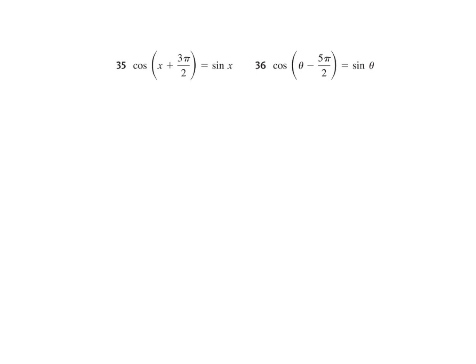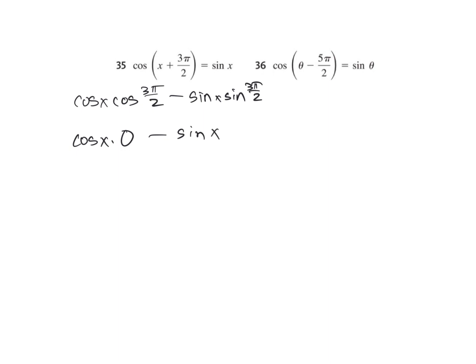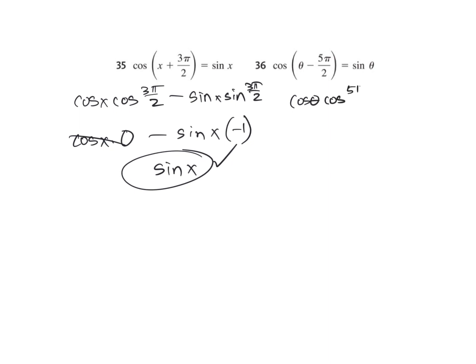All right, cosine addition is cosine of x cosine of 3 pi over 2 minus sine of x sine of 3 pi over 2. So cosine of x, and at 3 pi over 2, the cosine is 0. And we have the sine of x, and the sine of 3 pi over 2 is -1. So that makes that 0, and the negative makes it positive sine of x. Check.